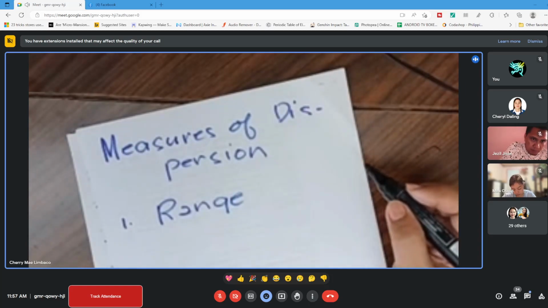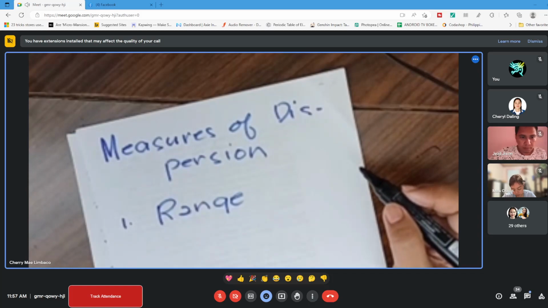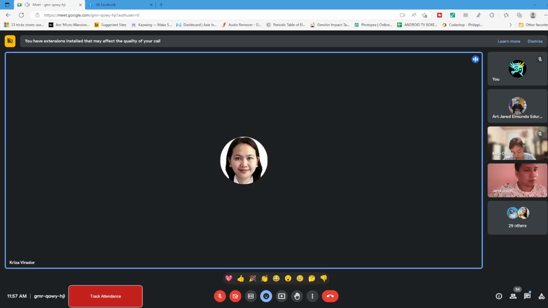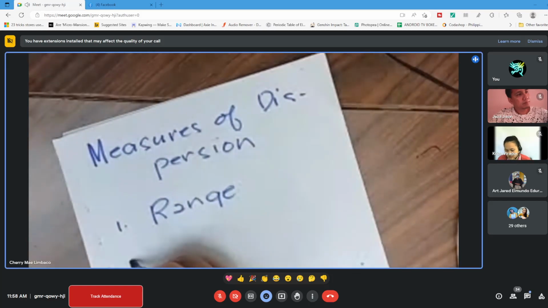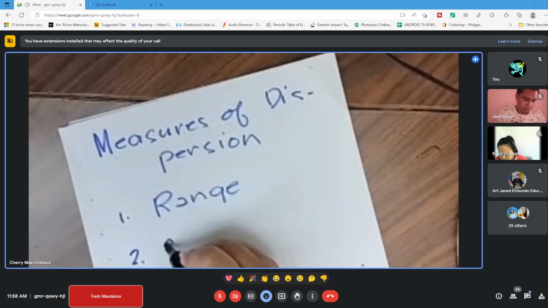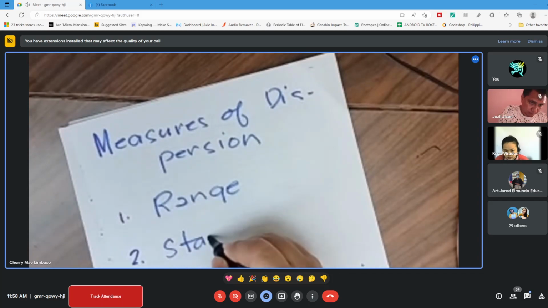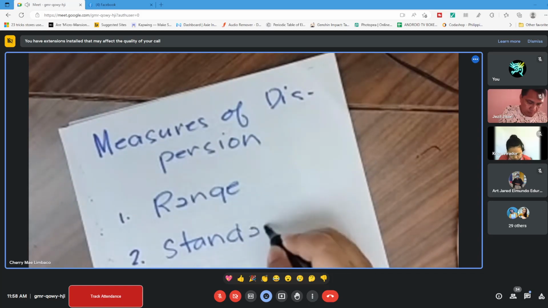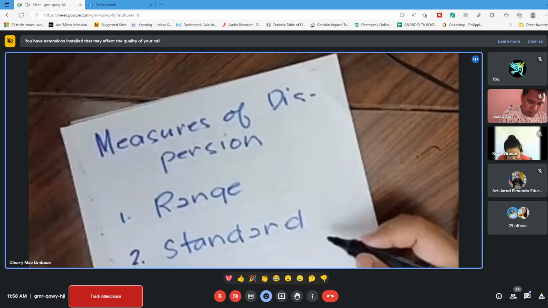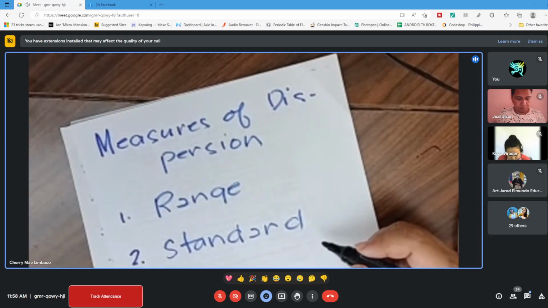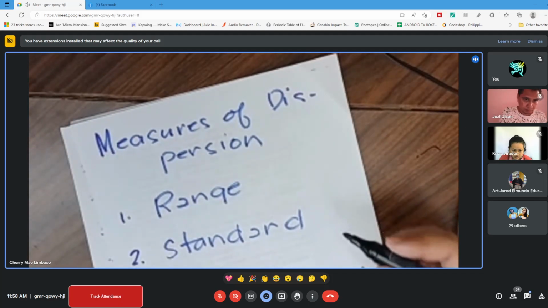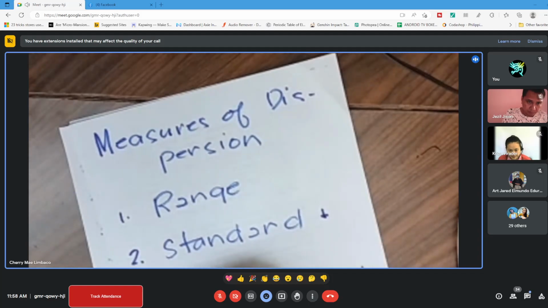Have we encountered the range already? Not yet. We have already, Doc. Yes, Doc. Okay. Now, we will start with standard deviation. We will now have standard deviation, and the second one, we will focus on standard deviation and variance.